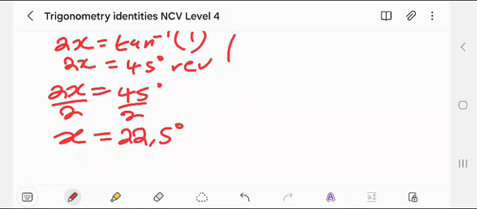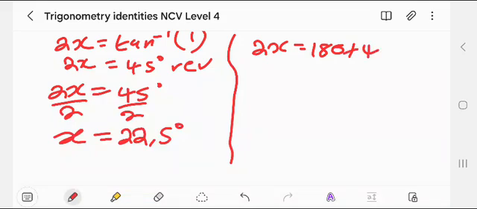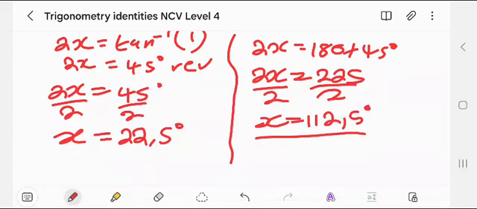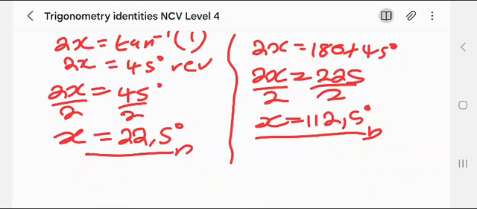So what about the other quadrant? We know that 2x is equal to 180 degrees plus 45 degrees, right? Then here we have 2x is equal to 180 plus 45, which is 225, divided by 2. Then our x there will be 112.5. That is the value of x, right? We have that.